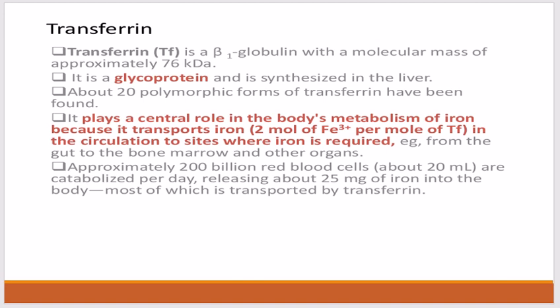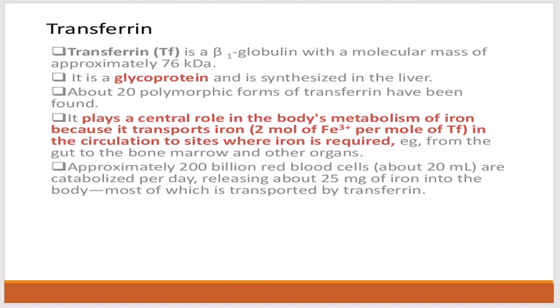This beta globulin of plasma is a non-heme iron containing protein. Previously, it was named siderophilin or acidrophilin. It is the true carrier of iron. The transferrin is a beta 1 globulin with a molecular mass of approximately 76 kilodaltons. It is a glycoprotein and is synthesized in the liver. About 20 polymorphic forms of transferrins have been found up till now.